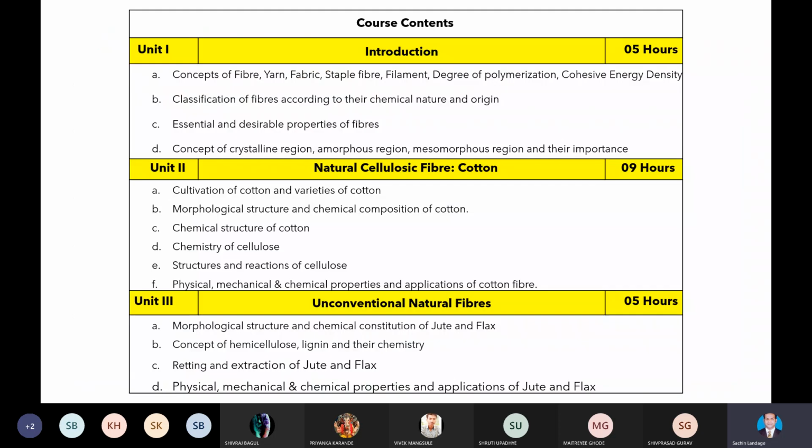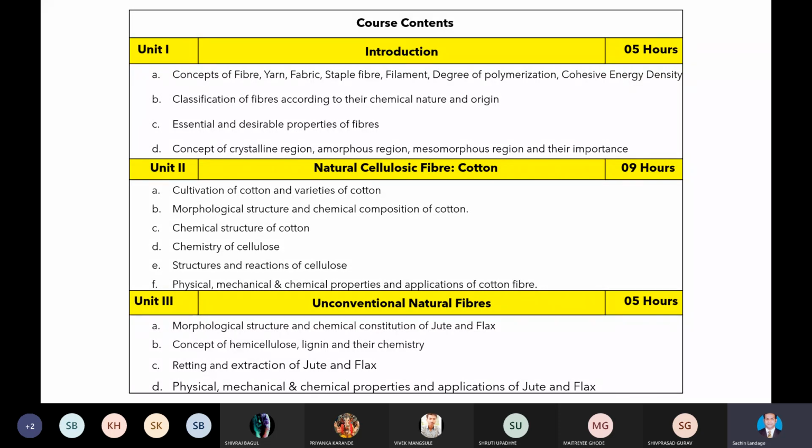Now coming to the course content which you are going to study. You can check the content from the syllabus also, but I'm going to give you a brief idea of what we are going to study in this course. As you have studied basic things in the first year, this is the first subject you are going to study as far as textiles is concerned, that is the chemistry of fiber 1.